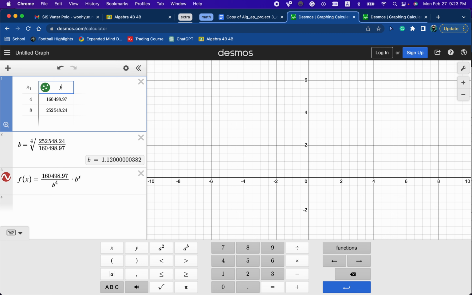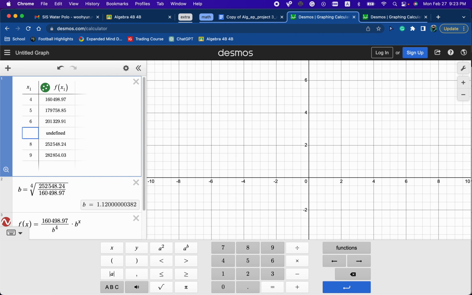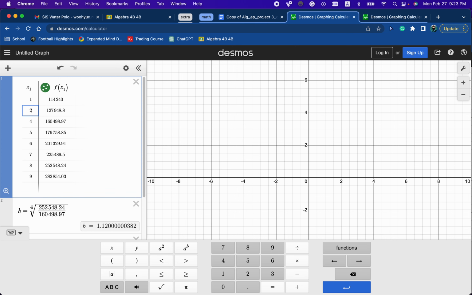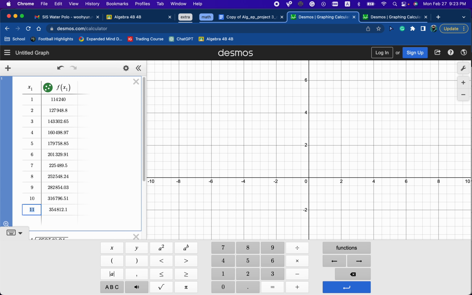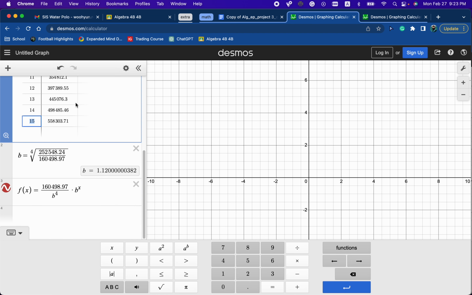However, since we also use function notation here, we're going to replace this with f of x of 1. I'm gonna fill the middle parts out so it doesn't get confused. We're gonna fill it out all the way to 15. Now we have a table and rule. But where's the graph?